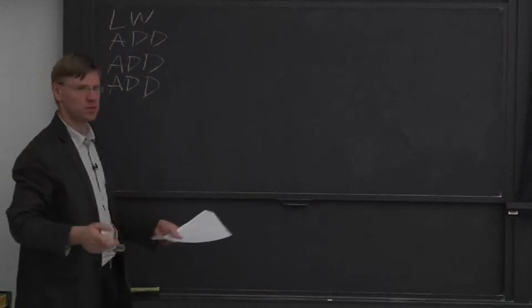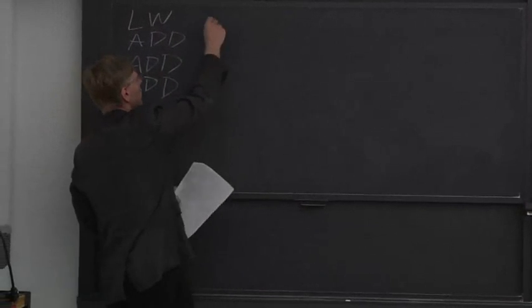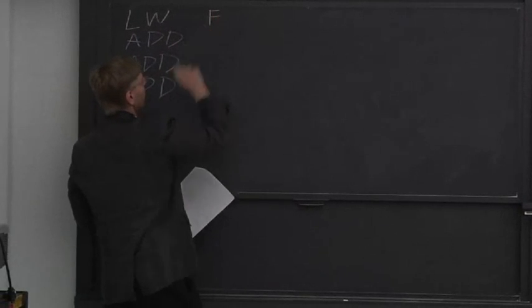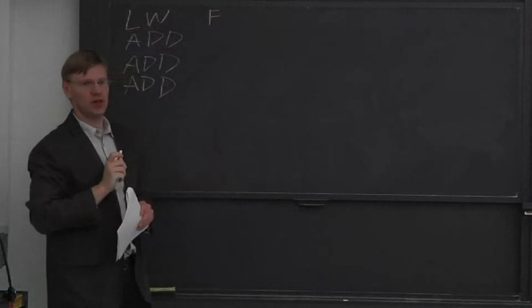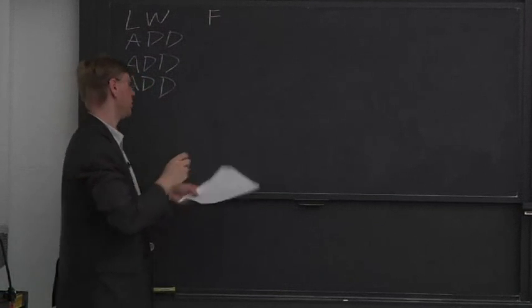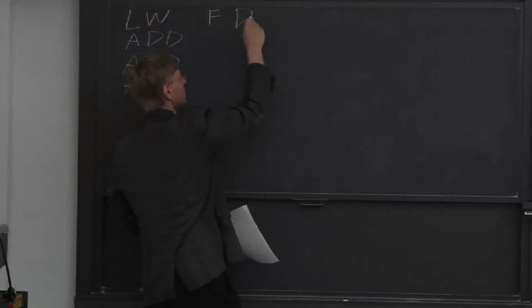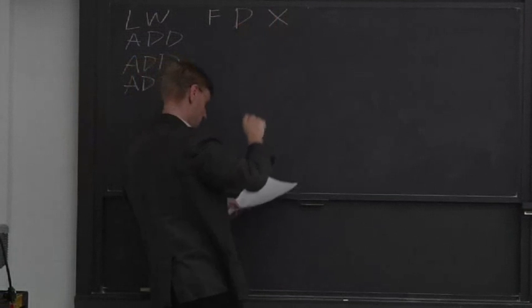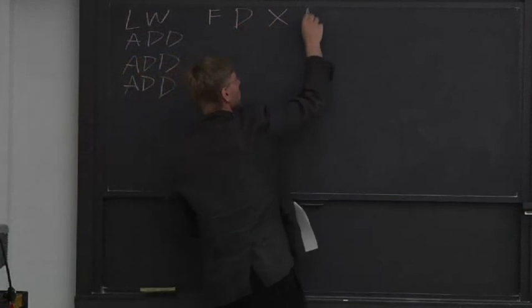OK, so this is our first pipeline diagram here. We're going to have the load coming down the pipe, and it's going to enter the fetch stage. Then it's going to go into the decode stage, then the execute stage, then the memory stage.